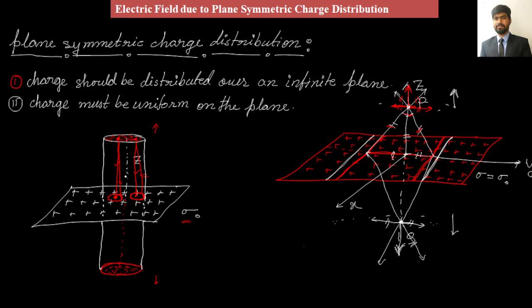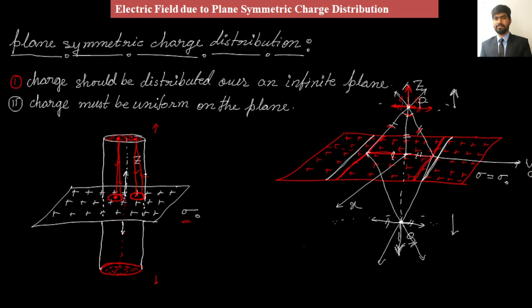Now a cylinder is a closed surface, so over this surface we can use Gauss law. Now in this case, since the electric field above the plane and below the plane will everywhere be perpendicular to the plane, that means the electric field will be parallel to the axis of the cylinder.